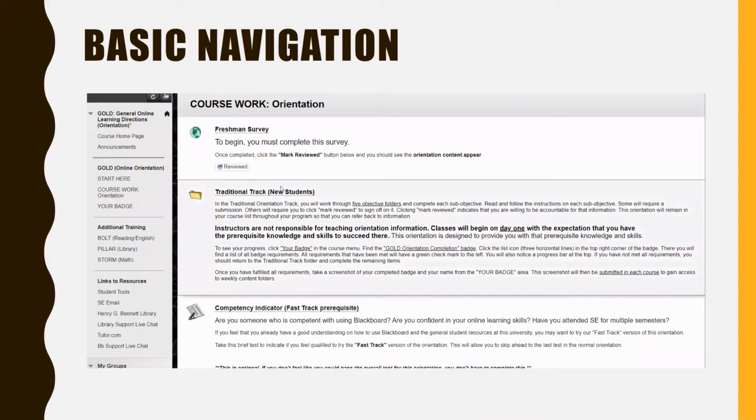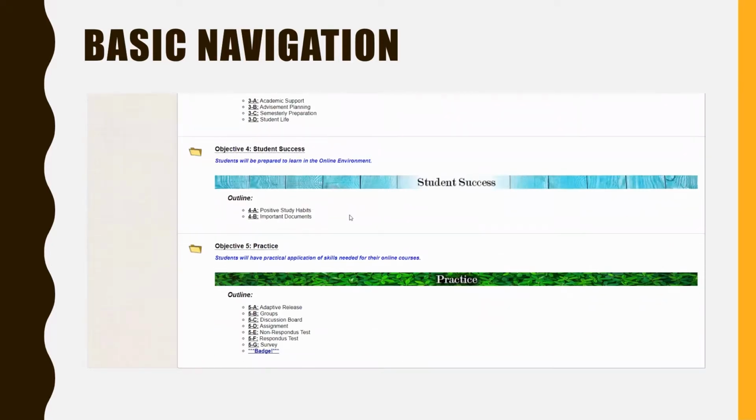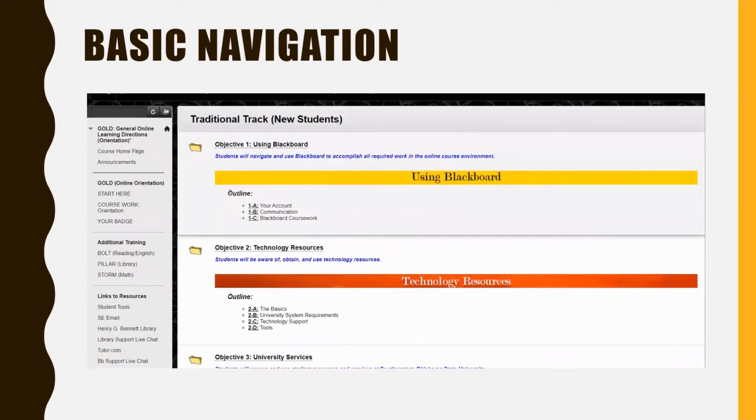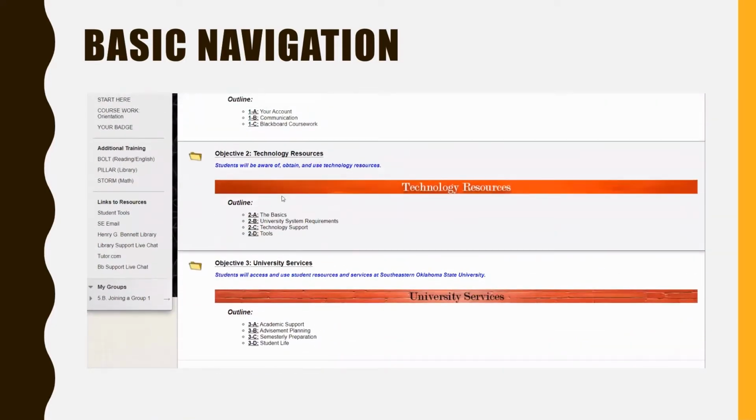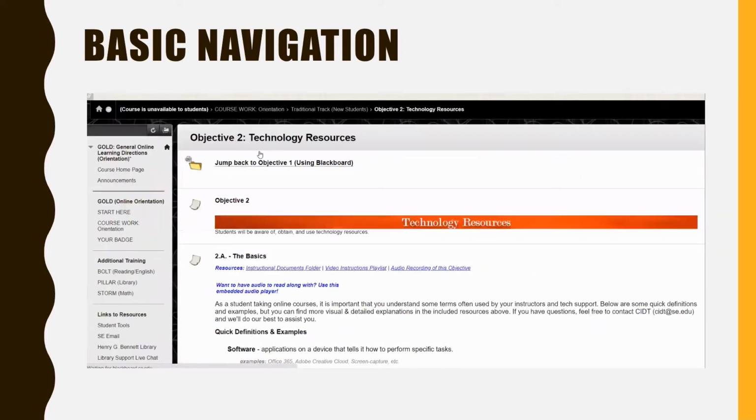We'll first start by talking about the basic navigation of GOLD. GOLD's traditional track is divided up into 5 objective folders. Each objective folder tells you what topics to expect covered so you can find what you need quickly if you need to review something. You'll access those folders and the content inside of them generally by clicking on the title.